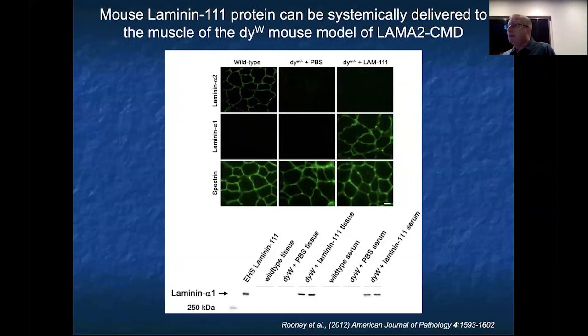And she came to the lab meeting and said, it's gone throughout the muscle. And I said, that's insane. It's a 900 kilodalton protein, it's huge. That doesn't make sense. So I told her to go back and repeat it. And at the next lab meeting, it had done the same thing. And so this is the result she had.